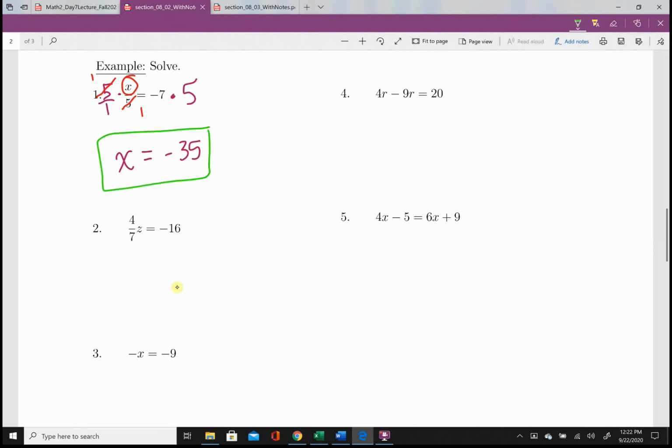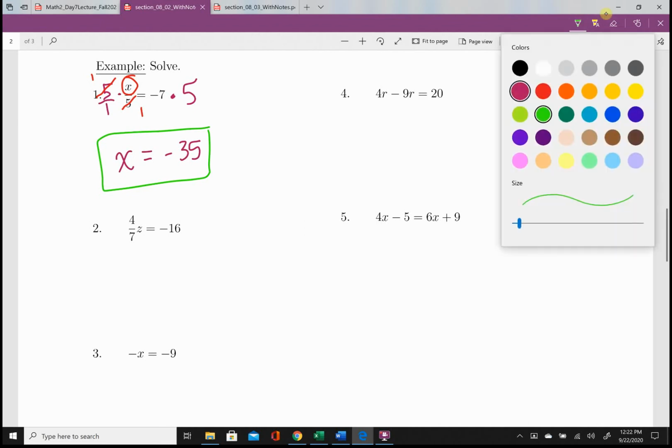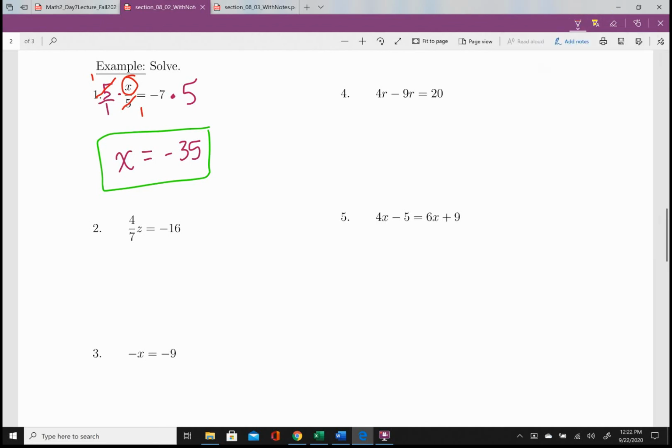Number 2, looking at z being the variable that we want to solve for here, and understanding that it has a fraction coefficient. How do we want to deal with that? A couple of different ways to think about it. What I recommend that you do anytime you have a fraction coefficient that you want to essentially get rid of, you want to turn that coefficient into a 1, you can multiply both sides by the reciprocal of that fraction. So in this case, I'm going to choose to multiply by 7/4.